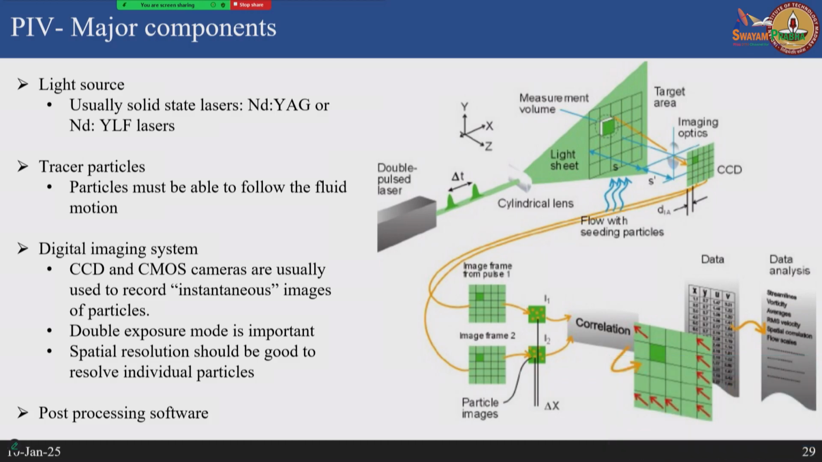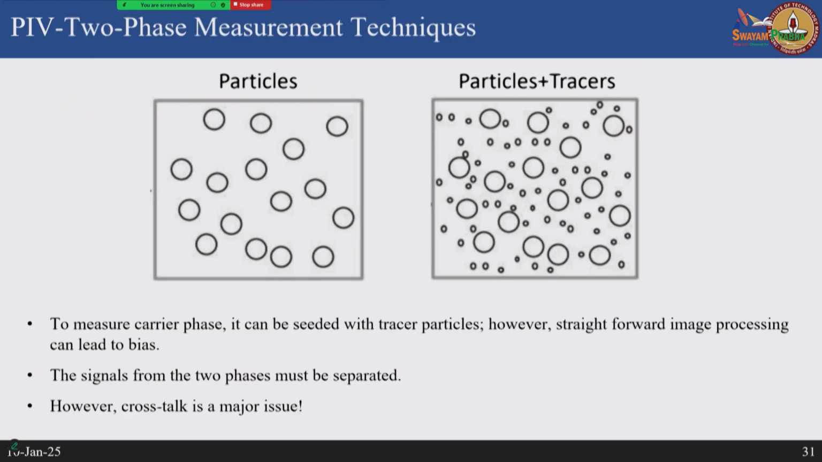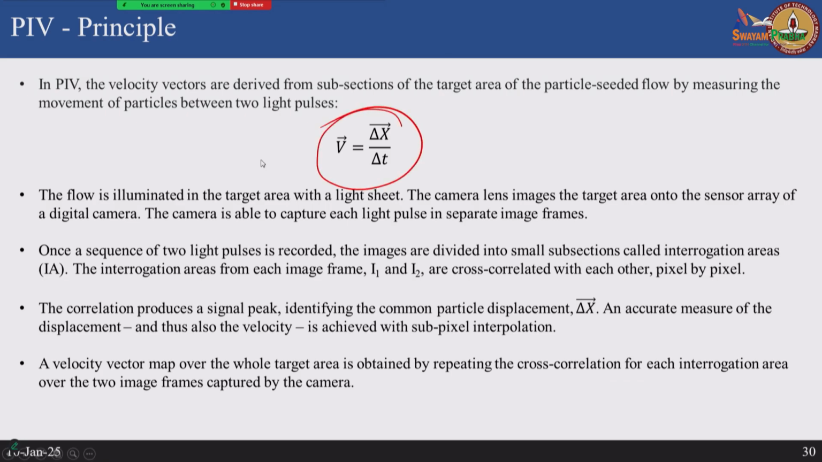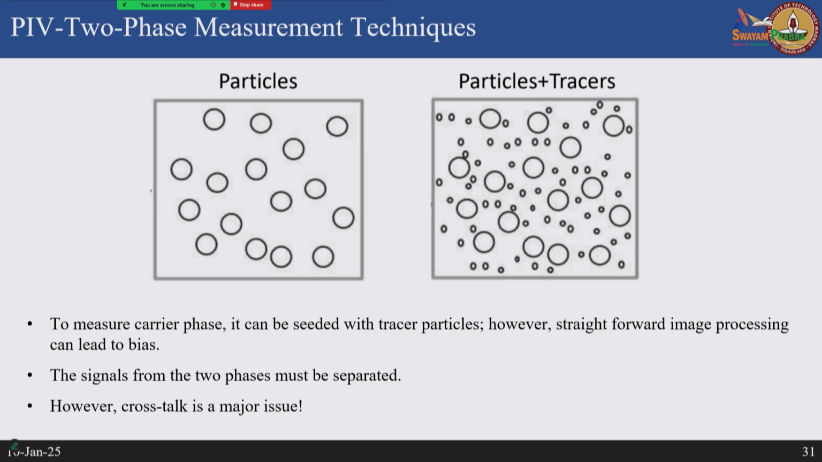So, the major components of PIV: you need a very good laser light source, and usually we use Nd:YAG lasers. Tracer particles must be able to follow the fluid motion with minimal inertia. Then you need a very good digital imaging system like a CCD or CMOS camera, which is a high speed camera, and then you have to do all the post processing. That means you capture all these images, do the cross correlation function, do the data analysis, and then calculate the velocity distribution. So, the velocity is simply delta x by delta t. That is a very simple formula, but all the image processing is required to come to this stage.